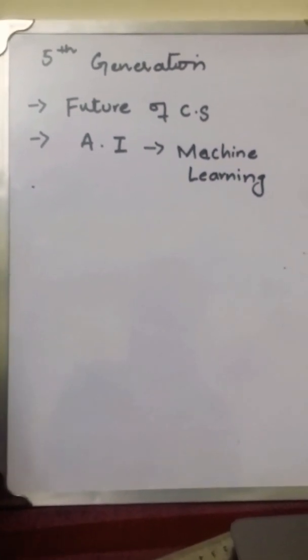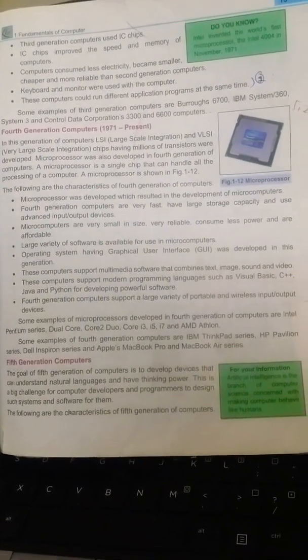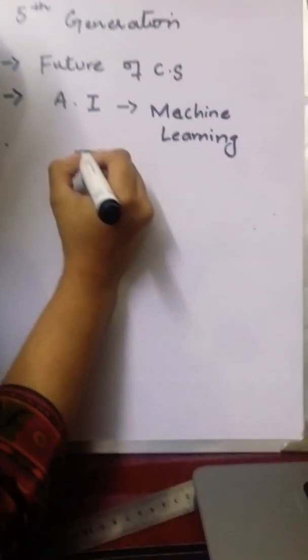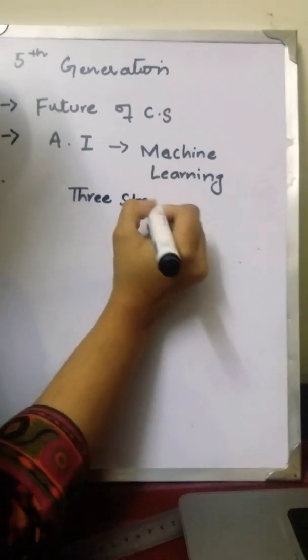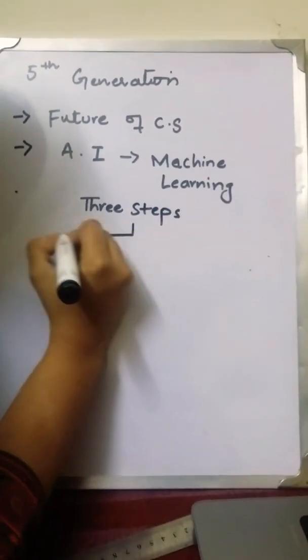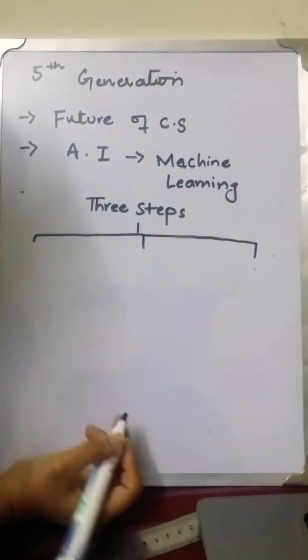Students, in machine learning, first a user provides data in bulk to the machine. So the machine interprets the data and then takes decisions accordingly. I am going to write these three steps of machine learning on the board. So we will discuss it further. Three steps.